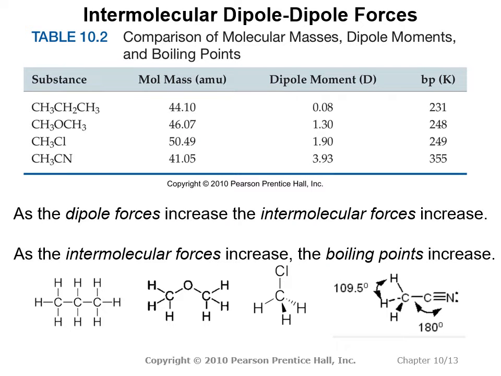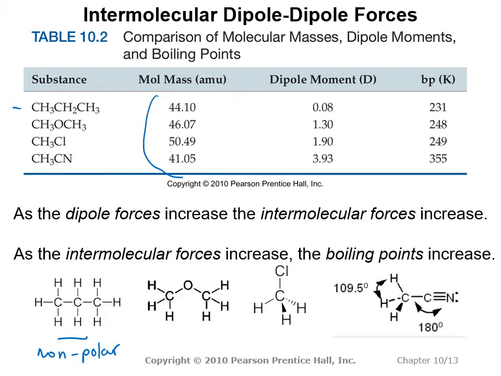The more polar the molecule, the greater the dipole attraction. So here we have 4 different substances. We start off with propane right here. This has only carbon-hydrogen bonds, so it is essentially nonpolar. And we see that its dipole moment is 0.08 and the boiling point is 231.